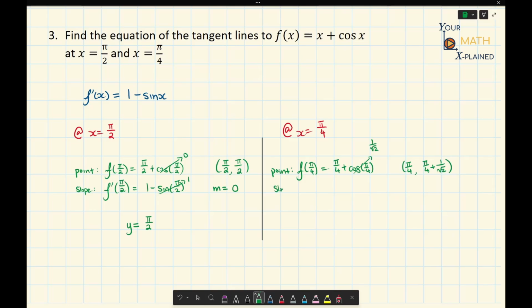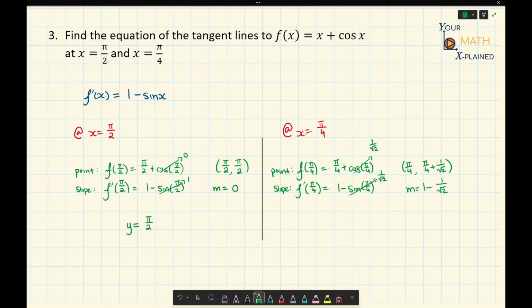Next, we're going to find our slope. And to find the slope, we're going to substitute in our x value into the f prime function. So f prime of pi over 4 is equal to 1 minus sine of pi over 4. And sine of pi over 4 is also 1 over root 2. So therefore, our slope, m, is equal to 1 minus 1 over root 2.